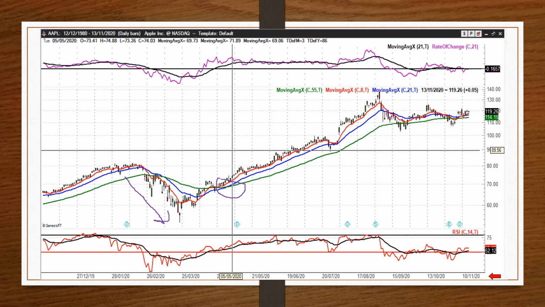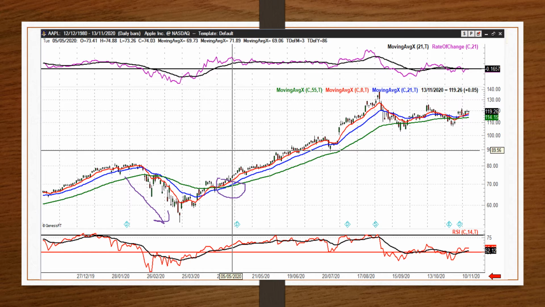Our trigger essentially is the price or the red moving average moving above the blue moving average. Once we've got a close of the price above the blue, or the red closing above the blue, then we've got our setup and we have our trigger.